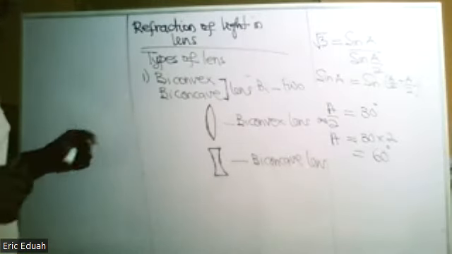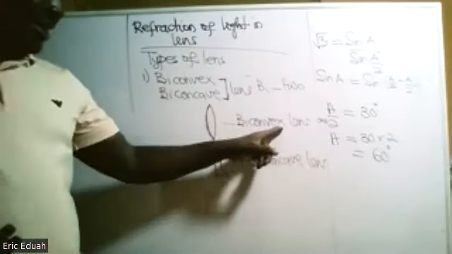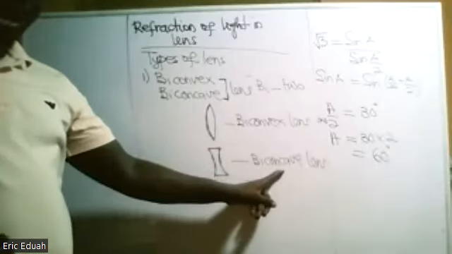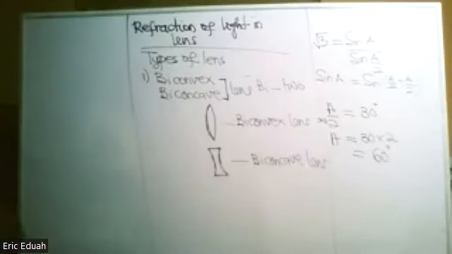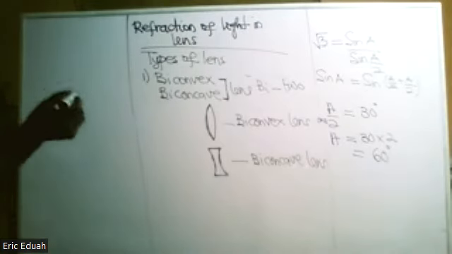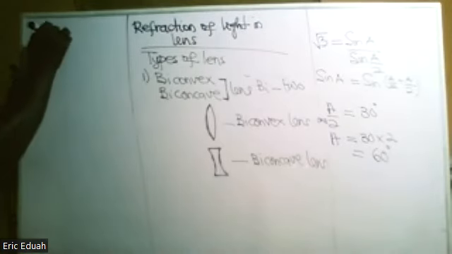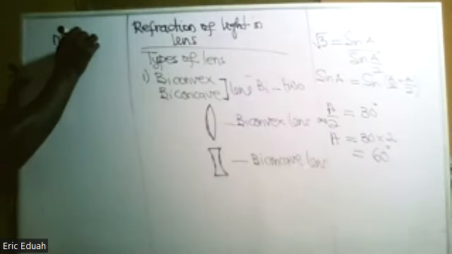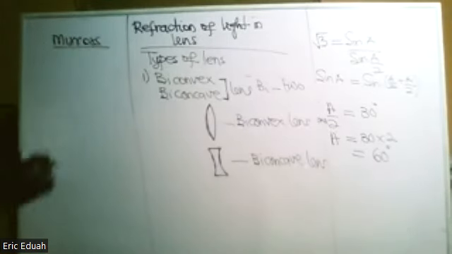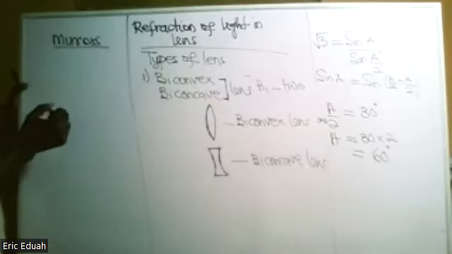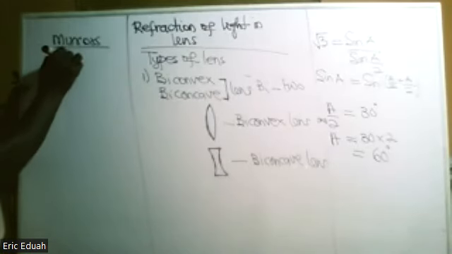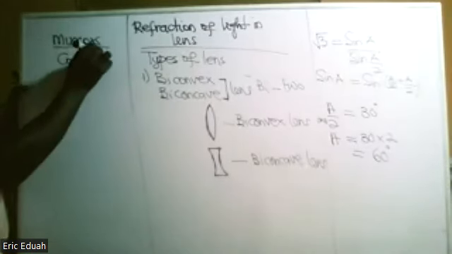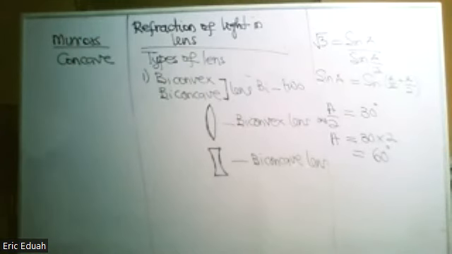Let us understand why this is convex, why this is concave. I'm going to clean it. Okay, let me use this side. You see, let's compare it to mirrors. With mirrors, if we are talking about a concave mirror, Adley, what is a concave mirror? Can you describe a concave mirror a little bit?